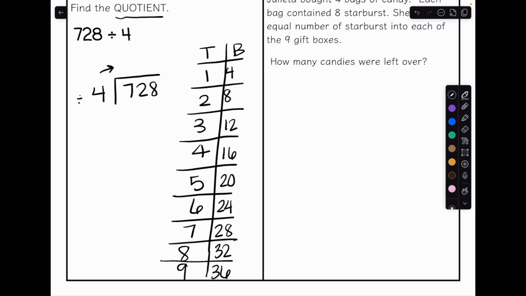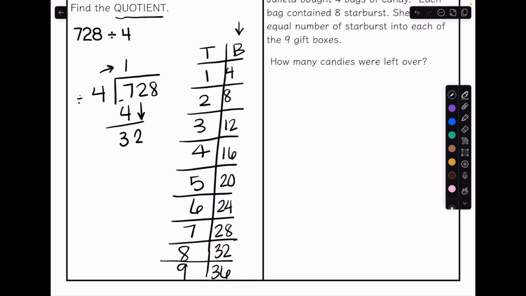So then we ask these guiding questions. How many groups of 4 can I make out of 7? The kids come and look. I'm looking for a factor that is not greater than 7, but as close to 7 as I can get. And they should see, 4. So that means I can only make one group. And 4 comes to the bottom because it's on the bottom side. 7 minus 4 equals 3. And I bring down my 2.